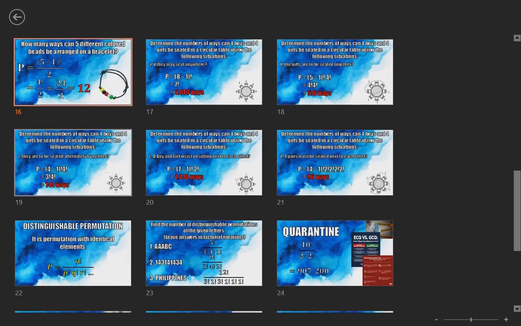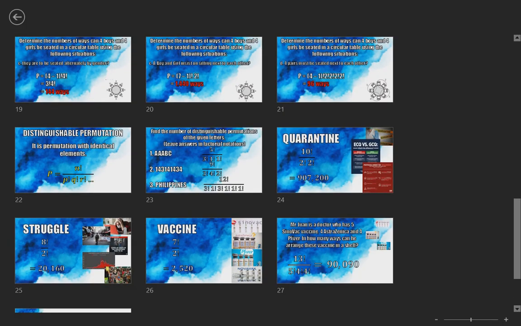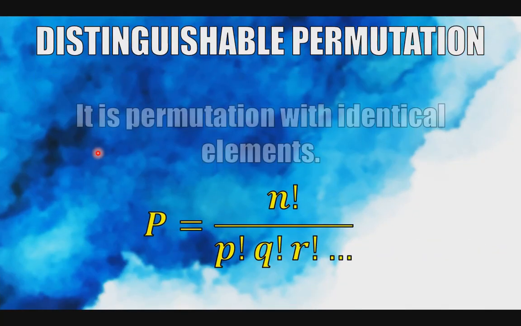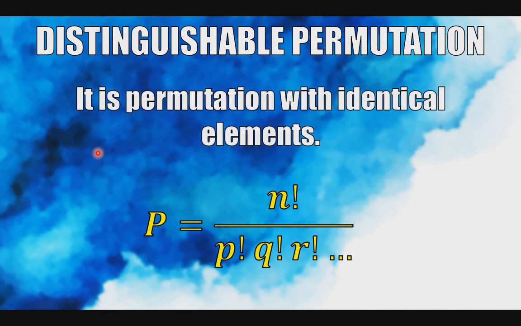Now, let's proceed to the distinguishable permutation. Ano ba ang distinguishable permutation? That is a permutation with identical elements. So, may mga nauulit, may mga magkakamukha. So, ito yung formula natin: P is equal to N factorial over P factorial times Q factorial times R factorial and so on. Kaya and so on, ibig sabihin tuloy-tuloy lang, depende po kung ilan yung umuulit na element.